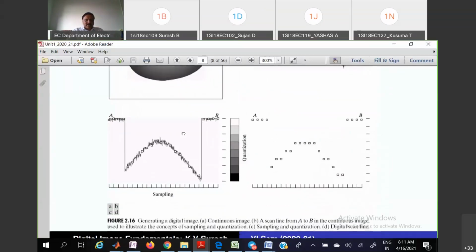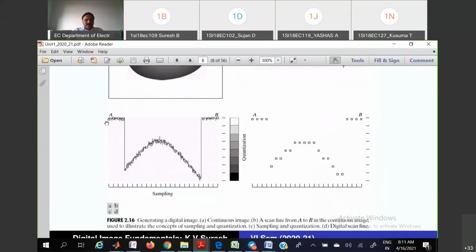Observe here. At this point, there is a sample. At this point, there is another sample. At this point, there is a third sample. These are the samples that I have taken. Depending on the sampling frequency, these samples may be close to each other or far from each other. So these are the samples now. This is the concept of sampling.